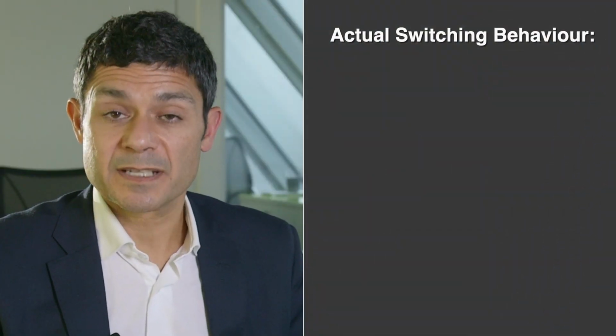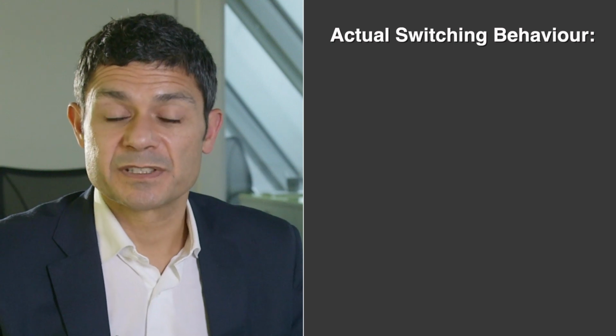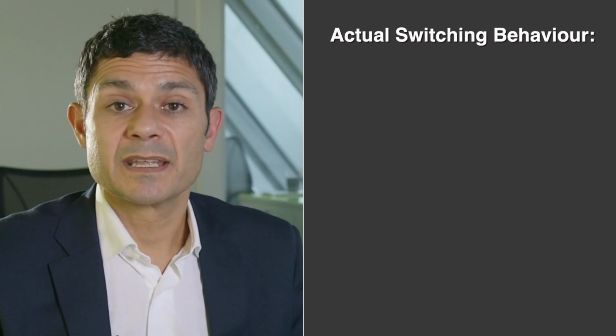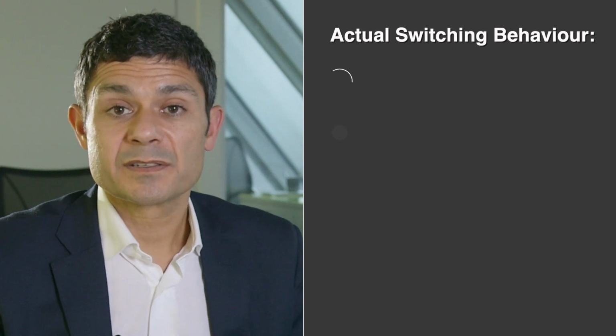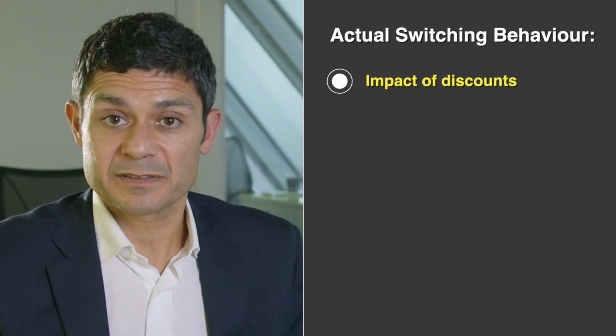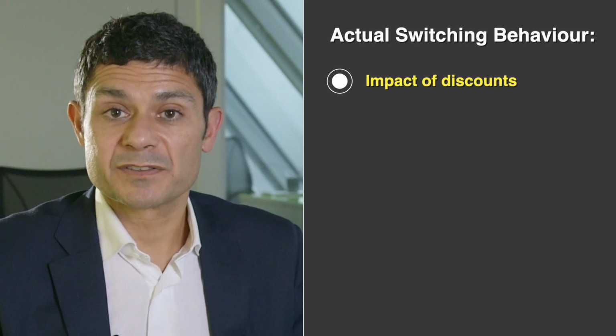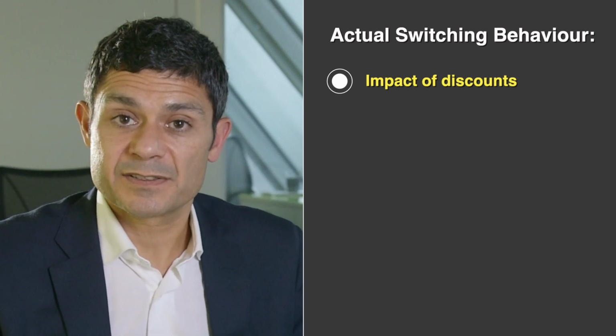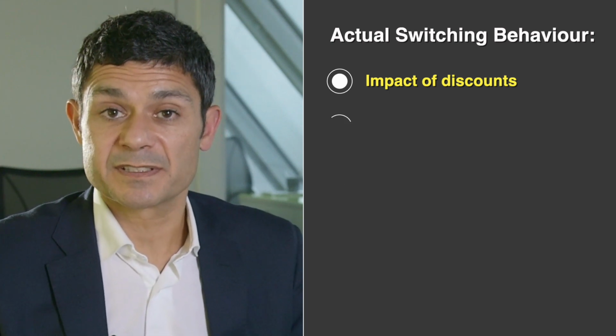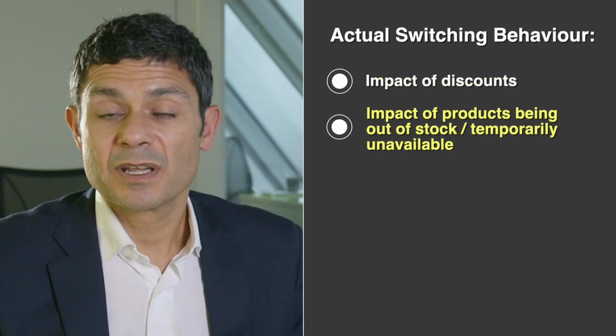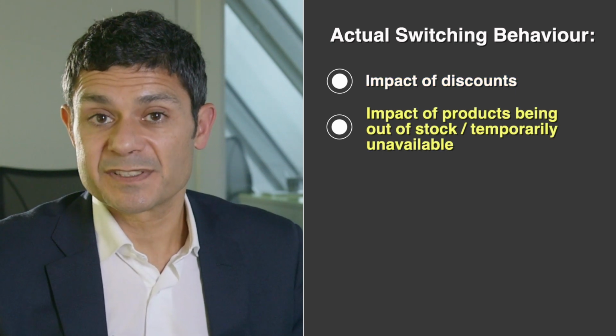Actual evidence on switching behaviour may be available from a number of sources. In some situations, when looking at a fast-moving consumer good, for example, it may be that there's evidence from supermarkets discounting that product, and we can see how consumers react to that change in price. Other times, maybe a product is out of stock, and we can see which products consumers purchase instead.